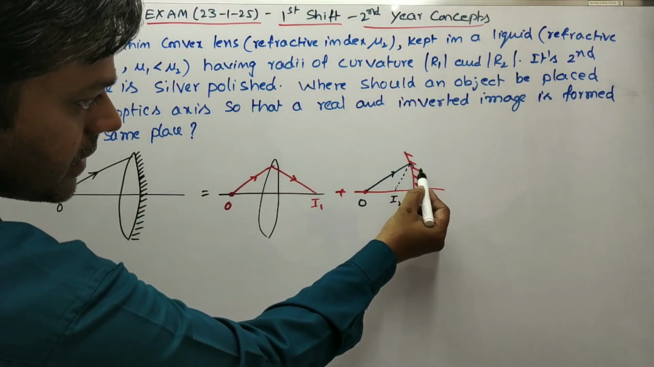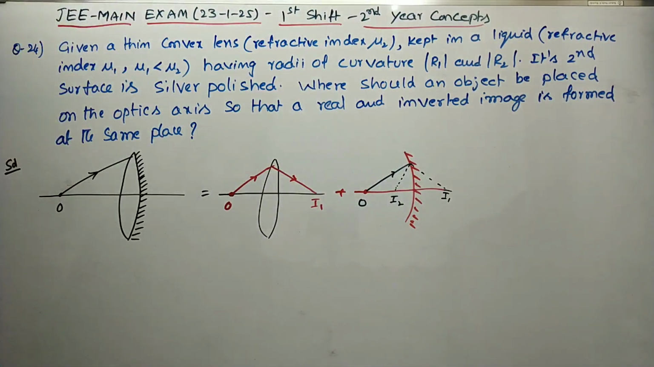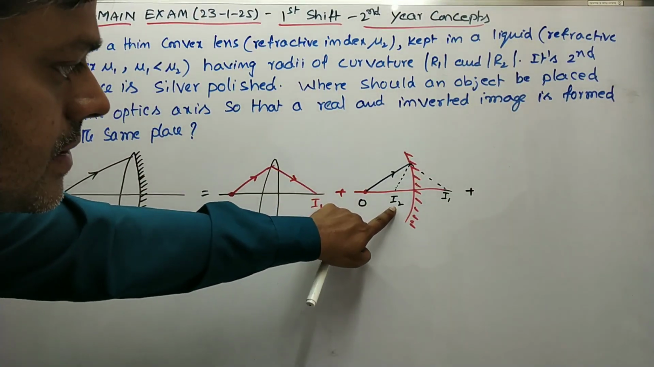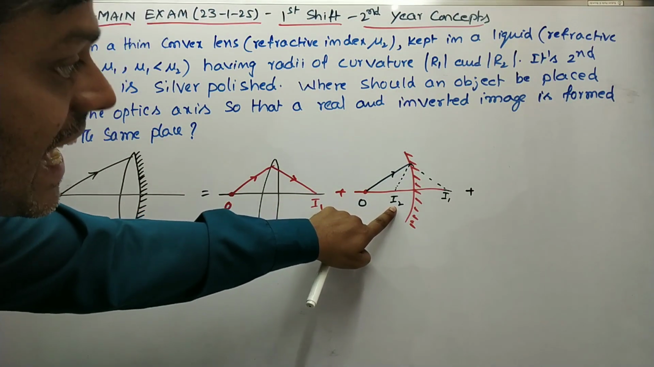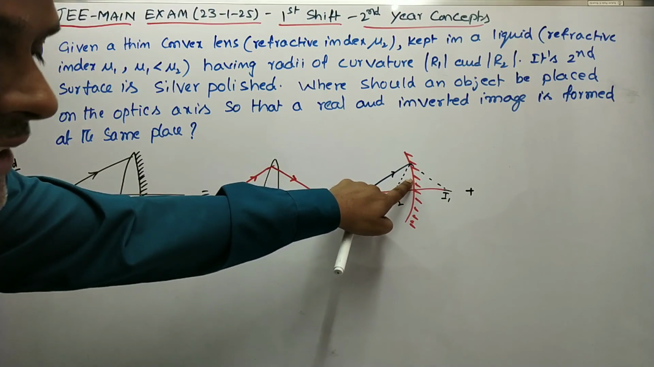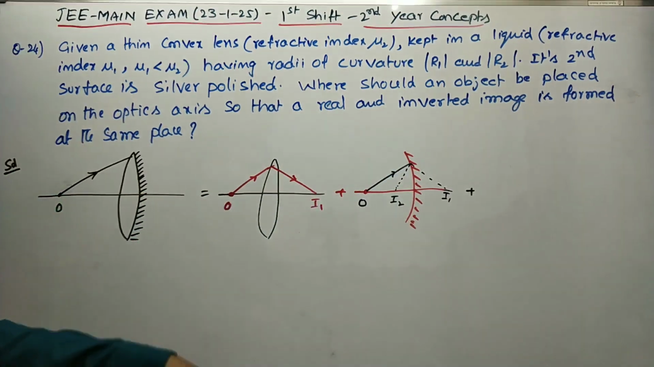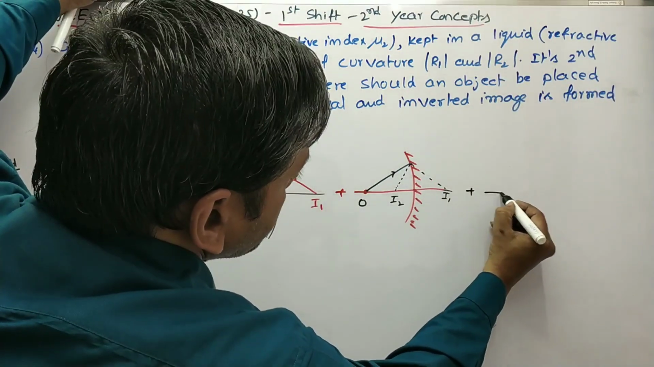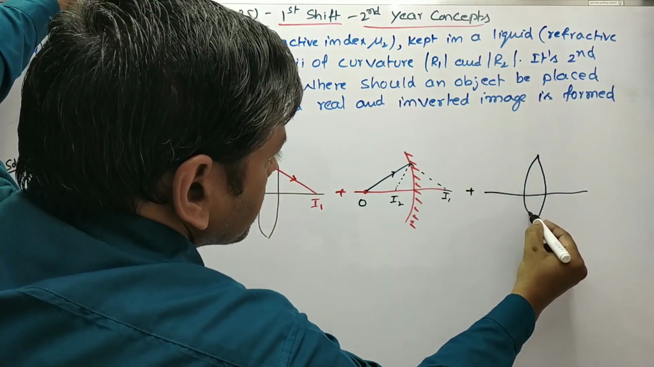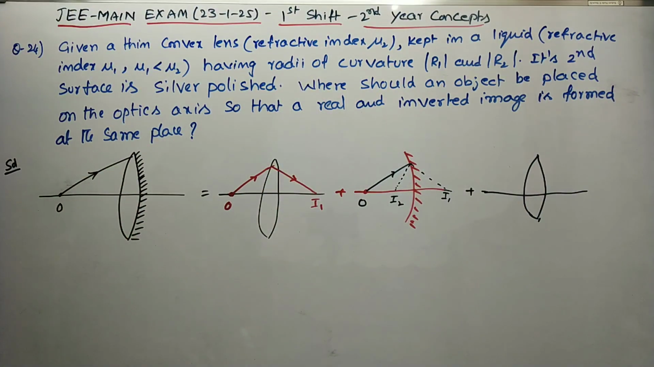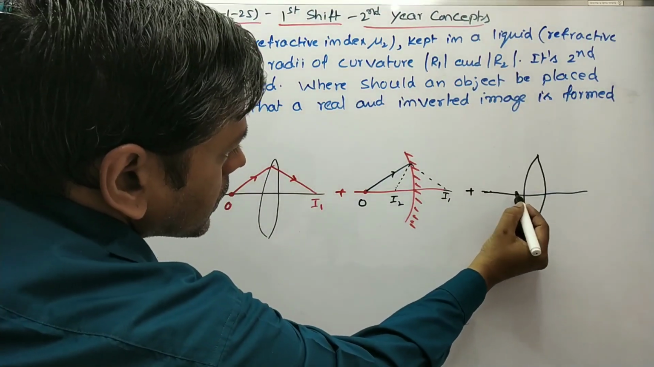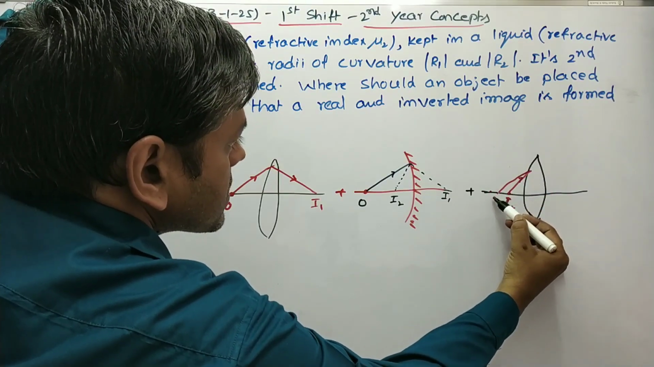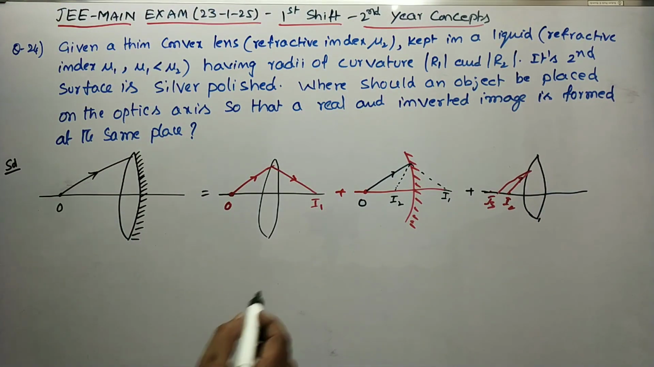Generally the image is formed at I1. Later, this image acts as a virtual object for this mirror, because the second surface is silvered and acts as a mirror. So this is the lens, this is the object, and the light rays are incident on it, and the final image is formed at I3.